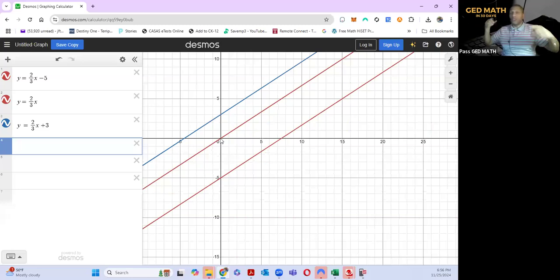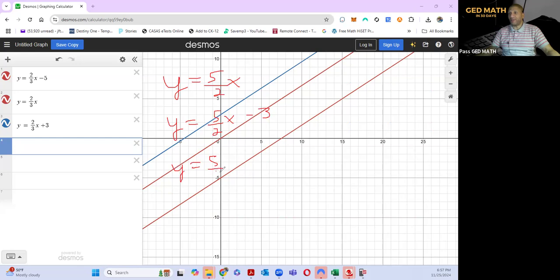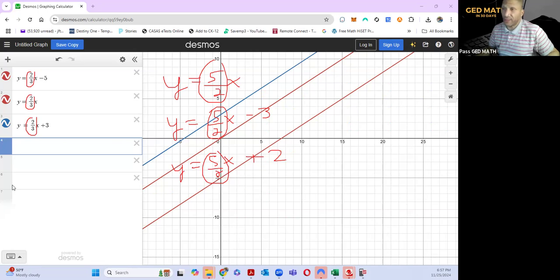So if I said the slope of a line is 5/2, I know my equation is going to start with y equals 5/2 x. Anything parallel to that? y equals 5/2 x minus 3. y equals 5/2 x plus 2. Doesn't matter. The slope of each of these lines is 5/2. The slope of each of these lines is 2/3. These are parallel lines. Everybody understand that?